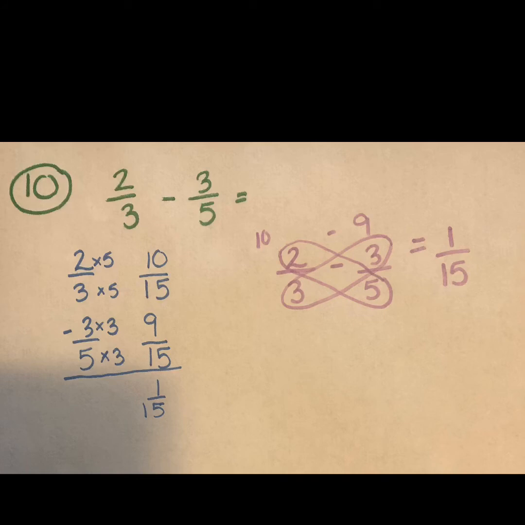Okay, here's number 10. Common denominator is 15. 2/3 is equivalent to 10/15. 3/5 is equivalent to 9/15, and you subtract. 10/15 minus 9/15 equals 1/15.